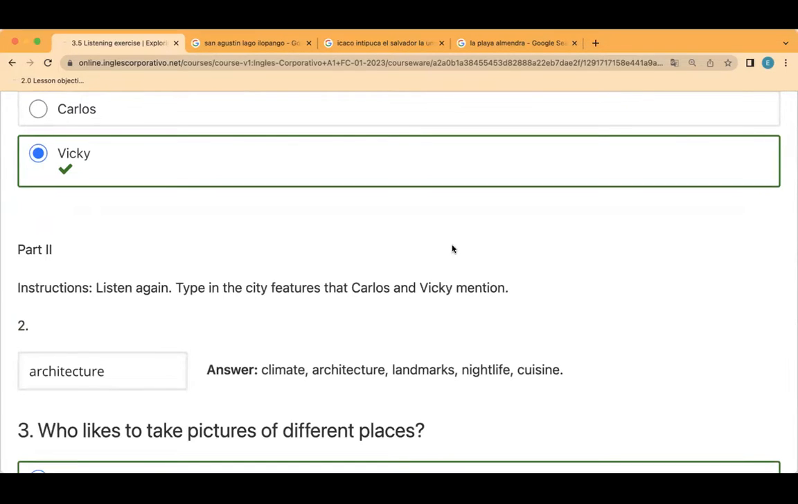So in number two, please notice that in order to have it correct, you have to write about all of the things that they talk about. And you have to put them in the correct order. I'm going to put it into the chat, that way you have it in the correct order. For question number two, the answer must be in this form: climate, architecture, landmarks, nightlife, and finally cuisine. It's in the chat as well, just in case. Because if not, the platform is going to mark it wrong if you only put one of the things that they talked about.